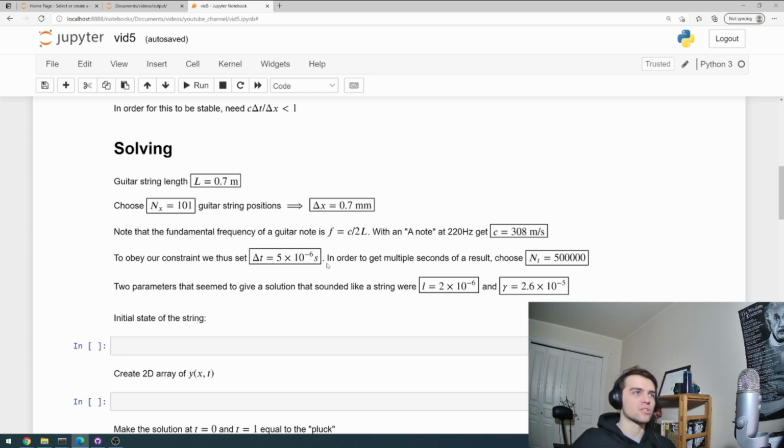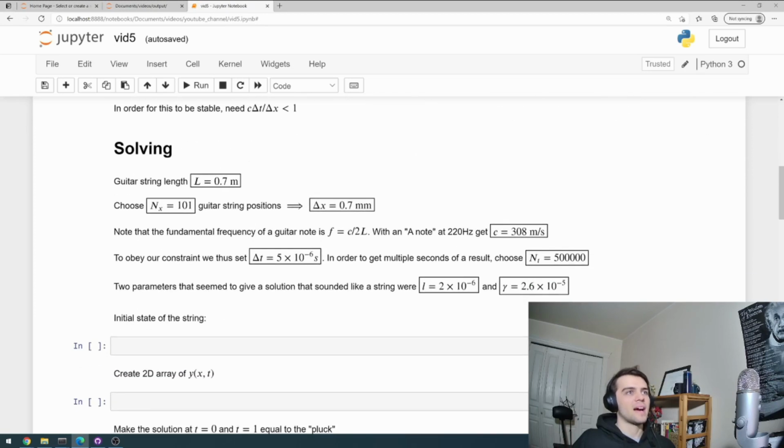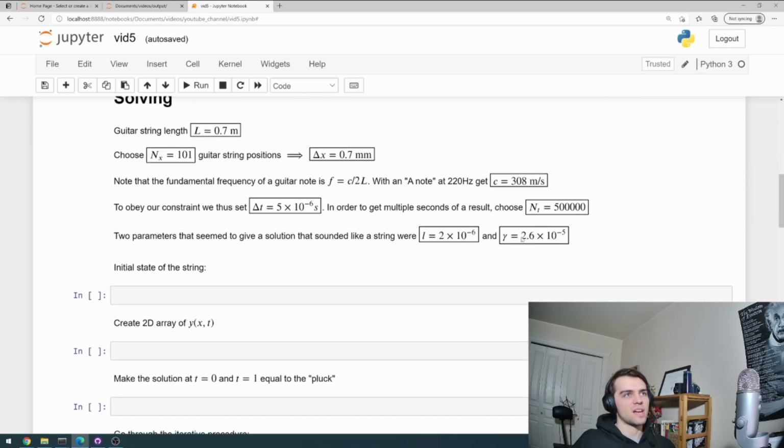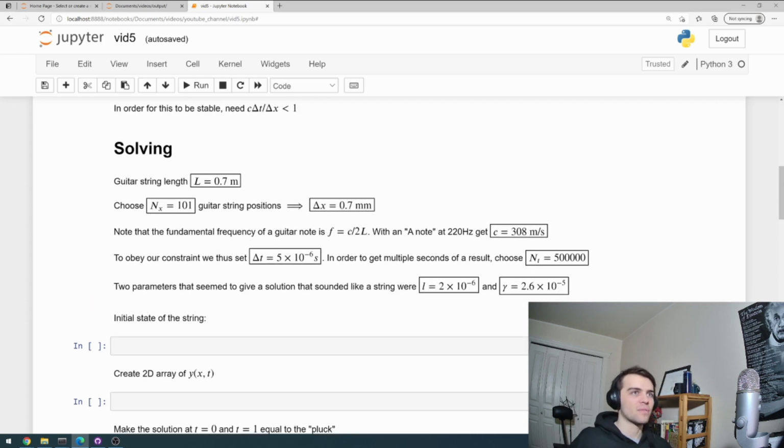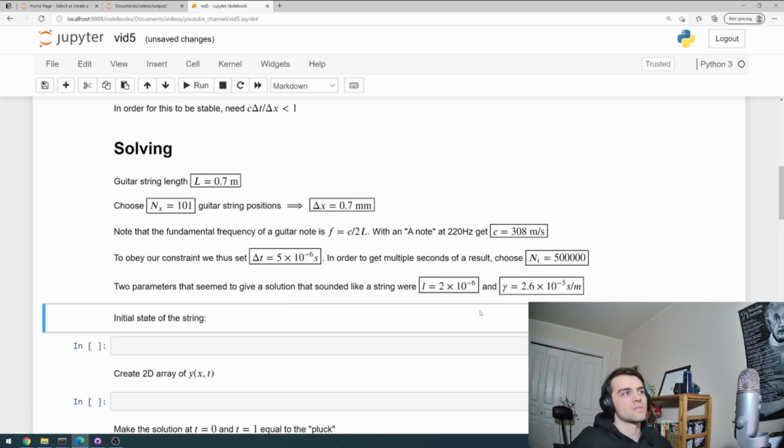That satisfies that constraint. If I want multiple seconds of what the string is doing, I'm going to choose 500,000 points for nt. 500,000 times 5 times 10 to the negative 6 is 2.5 seconds; nt times delta t is the full time. Two parameters that I played around with that gave me a reasonable solution were L, the characteristic length, at 2 times 10 to the negative 6 seconds, and gamma, which is 2.6 times 10 to the negative 5, in seconds per meter. Those are the units for that.